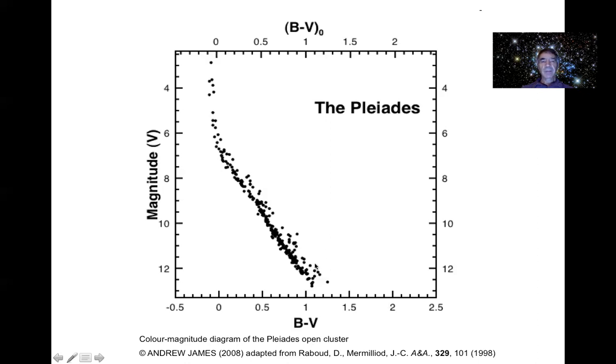So you can begin to see that the color magnitude diagram, because all the stars in the Pleiades cluster are all pretty much at the same distance, then you get this beautiful pattern of the main sequence straight away.